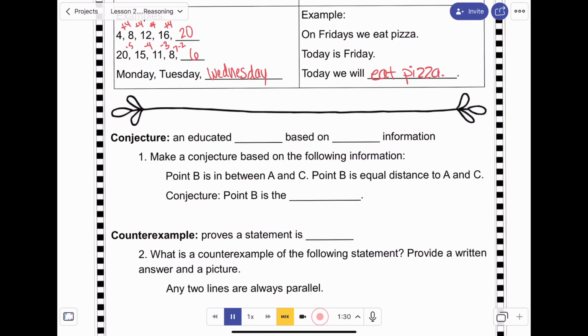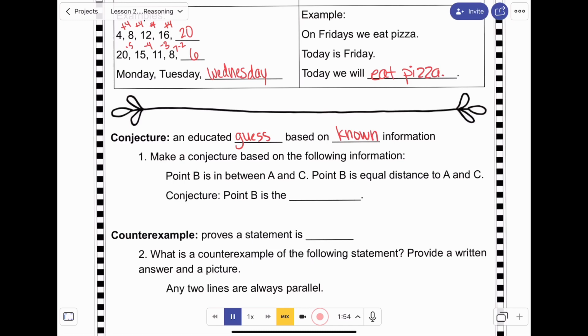Alright, our next section here is about conjectures. A conjecture is an educated guess based on known information. So you're guessing based off of things that they've already given you. So number 1 says, make a conjecture based on the following information. It says point B is in between A and C. Point B is equal distance to A and C. And they're asking us to make a conjecture.